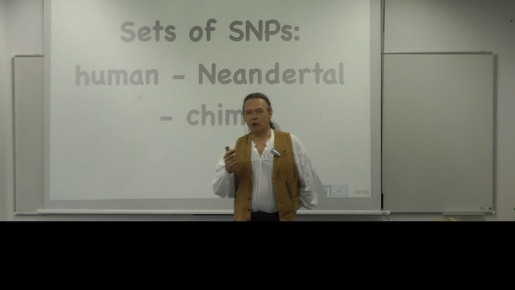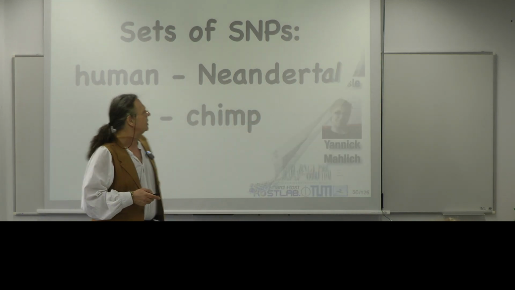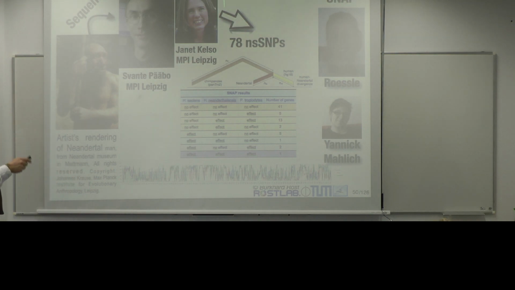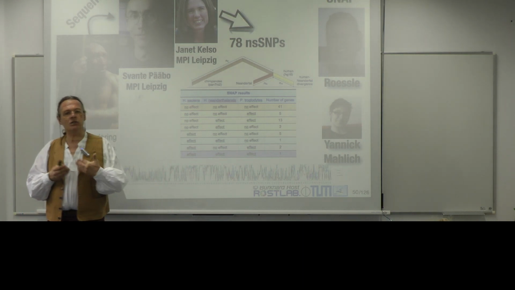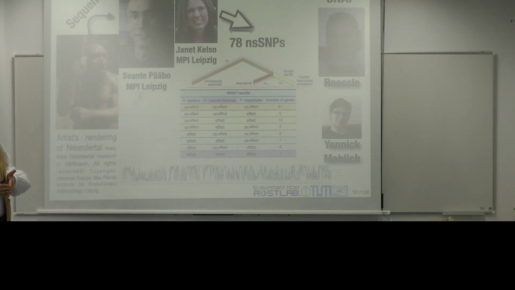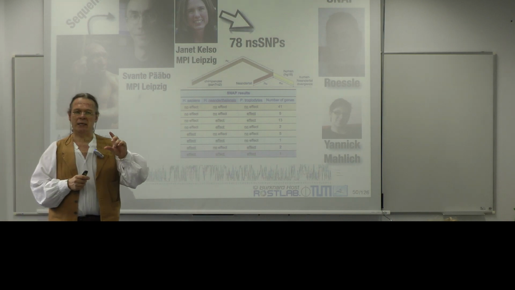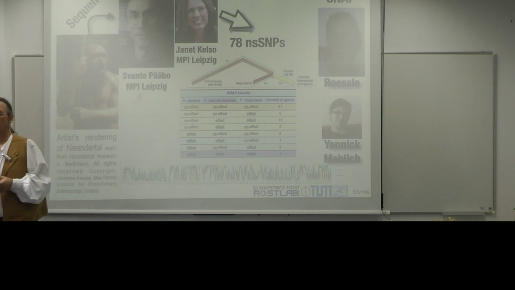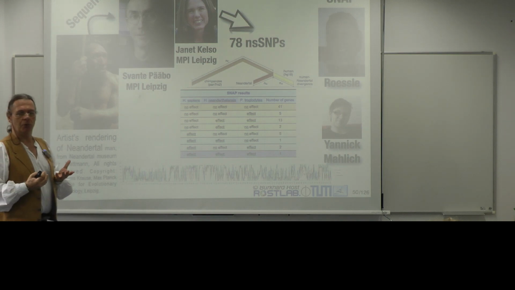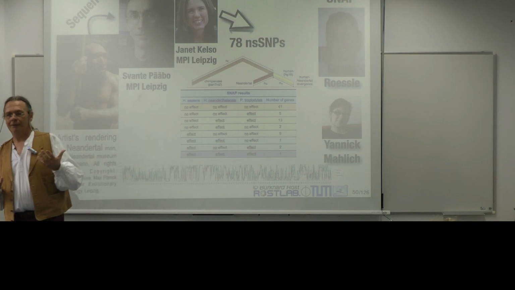So you may all know that by now we know the human genome and ultimately the Neanderthal genome, and that comes from Svante Pääbo. Janet Kelso was strongly involved in that. And when the first genome was out from Neanderthal, there was a bunch of 78 SNPs that were such that the Neanderthal had the same as chimp and had something else than we. For the entire genome of Neanderthal, there were 78. Small number.